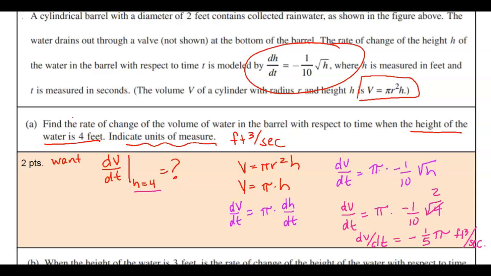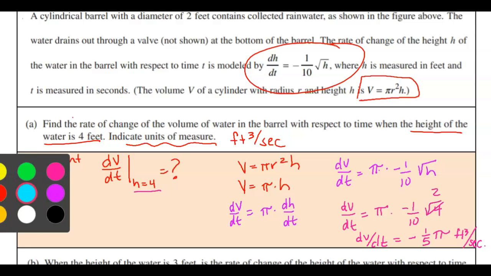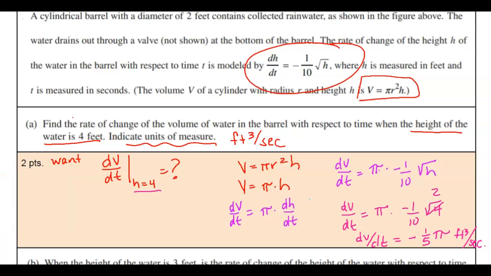Okay, so let's look at our point values. So the way the points are distributed is we get 1 point if you have that on your paper written out, and you get 1 point for your answer with units. If you don't have the units, you don't get the point.